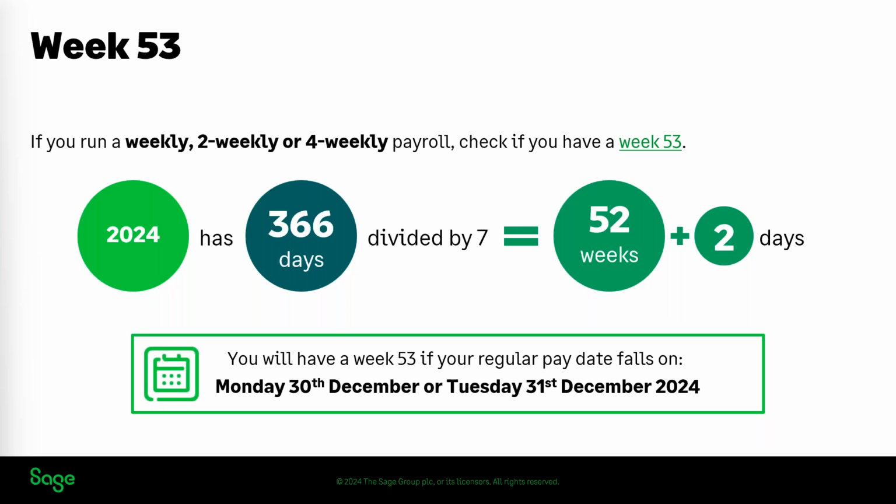So to recap, you will have an extra pay period or week 53 if you run a weekly, 2-weekly or 4-weekly payroll and your regular pay date falls on Monday the 30th of December or Tuesday the 31st of December 2024. Please note you do not need to do anything in Sage Payroll. Please process the pay period as normal, which will be calculated in line with revenue requirements.